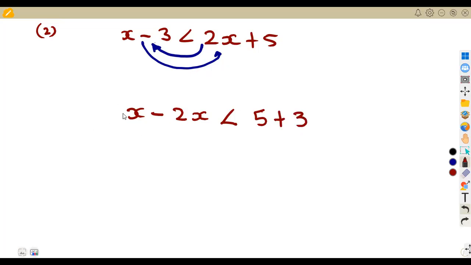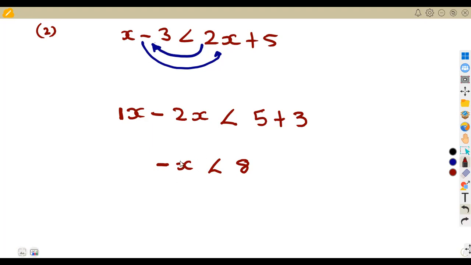So take note here. This is 1x minus 2x. So it's 1 minus 2, which is minus 1x, or just minus x, is less than 5 plus 3, which is 8, all right? 5 plus 3, which is 8 in that case. So I want you to take a closer look here.